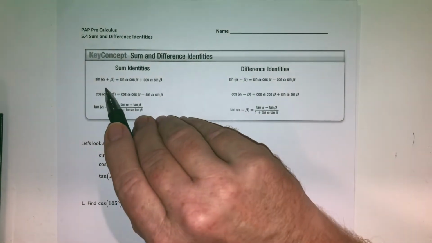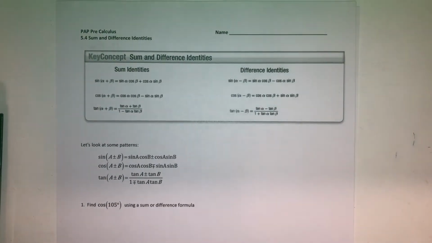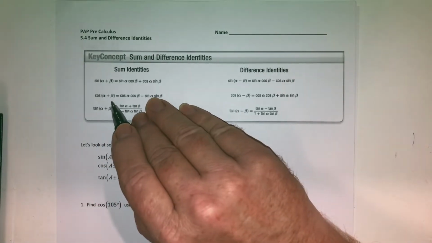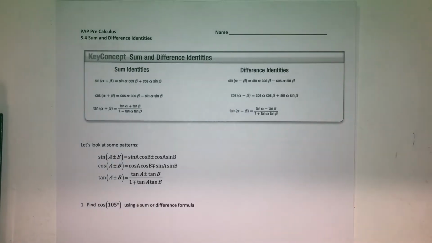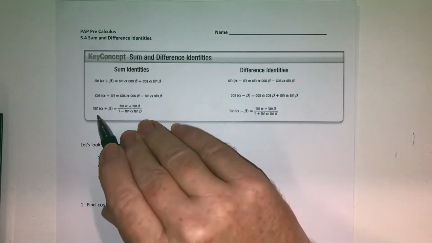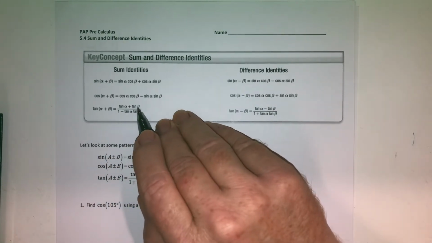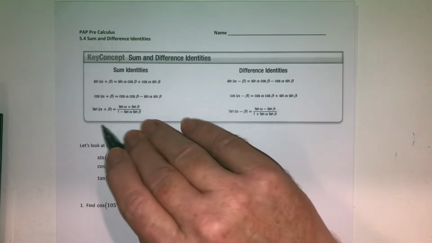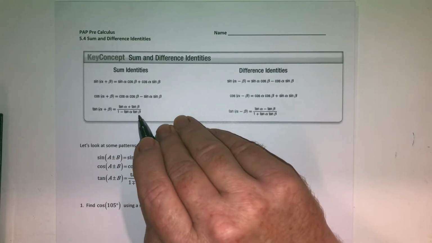The sine of alpha plus beta is equal to the sine of alpha times the cosine of beta plus the cosine of alpha times the sine of beta. The cosine of alpha plus beta is equal to the cosine of alpha times the cosine of beta minus the sine of alpha times the sine of beta. The tangent of alpha plus beta is equal to the tangent of alpha plus the tangent of beta divided by 1 minus the tangent of alpha times the tangent of beta.